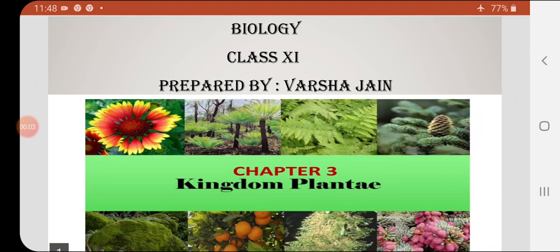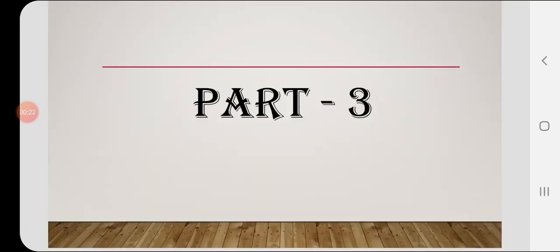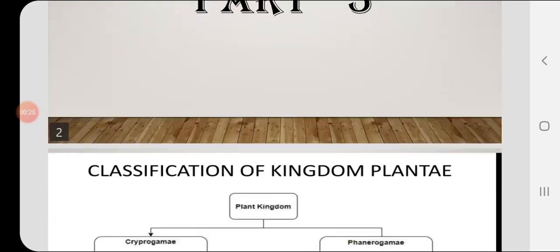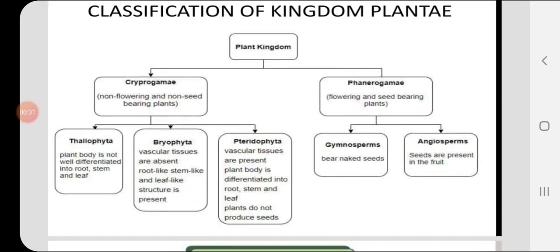Hello students, today again we are continuing with biology class 11th, chapter number 3, that is kingdom Plantae. We have already studied kingdom Plantae in our last 2 lectures. Today is the third lecture of this chapter. Kingdom Plantae is divided into 2 groups, that is cryptogams and phanerogams.